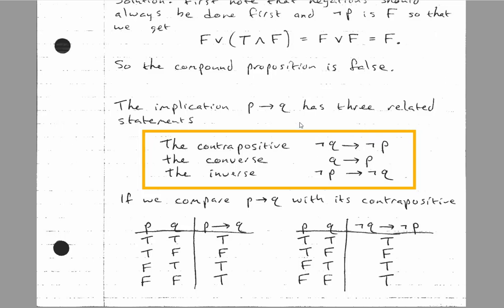Alright, so we can compare the truth tables, the contrapositive and the original. Okay, so if you remember from last time, this is the implication truth table. The implication, it's always true except in this one case where P is true and Q is false. Okay, so you can't have something true implying something that's false. That's the only time the implication doesn't work.